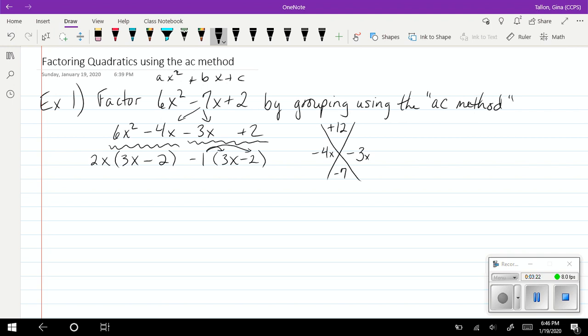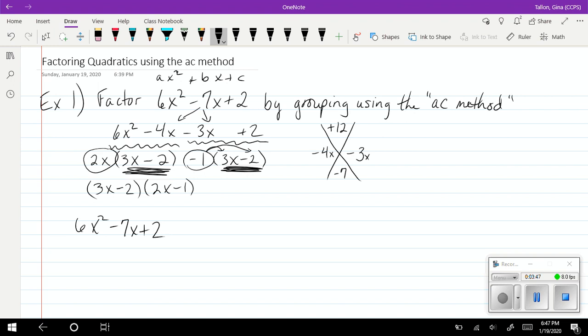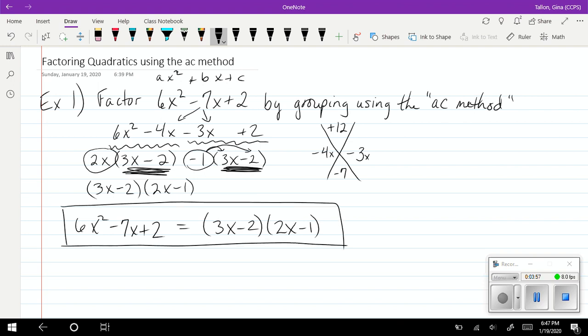So that does work. Now I have a 3x minus 2 and a 3x minus 2 common in both of these terms. I'm going to factor out a 3x minus 2, and when I factor out that 3x minus 2, I simply look at the coefficients that are in front of the 3x minus 2 to create my other binomial, and that makes 2x minus 1. So if I wanted to factor 6x squared minus 7x plus 2, those factors are 3x minus 2 multiplied by 2x minus 1. That would be the answer to how I would factor.